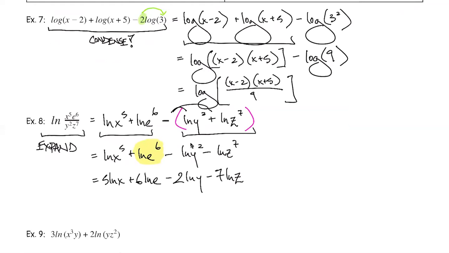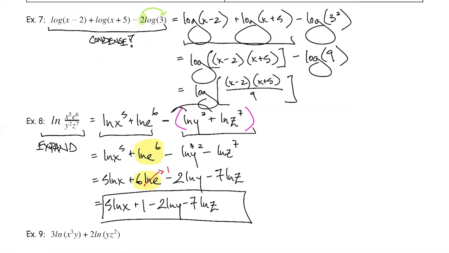The reason why we can simplify this one is because log e, or natural log e, goes to 1. So really, I can say 5 natural log x plus 6 minus 2 natural log y minus 7 natural log z as my fully expanded answer. Or sorry, that should be a 6, not a 1.